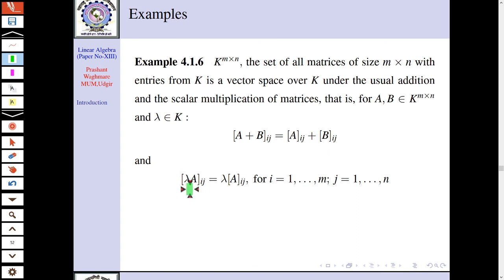And what is the scalar multiplication? See here, lambda into a matrix means what? How am I going to define this? See here, I am going to multiply this scalar with each entry in matrix A. This is the scalar multiplication. Now with respect to this addition and this scalar multiplication, this K raised to m by n forms a vector space over field K, because the entries of that matrix belong to field K.